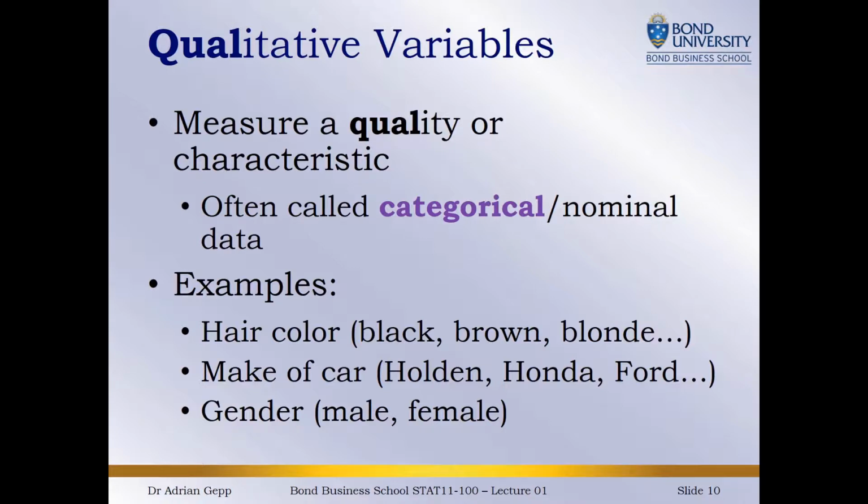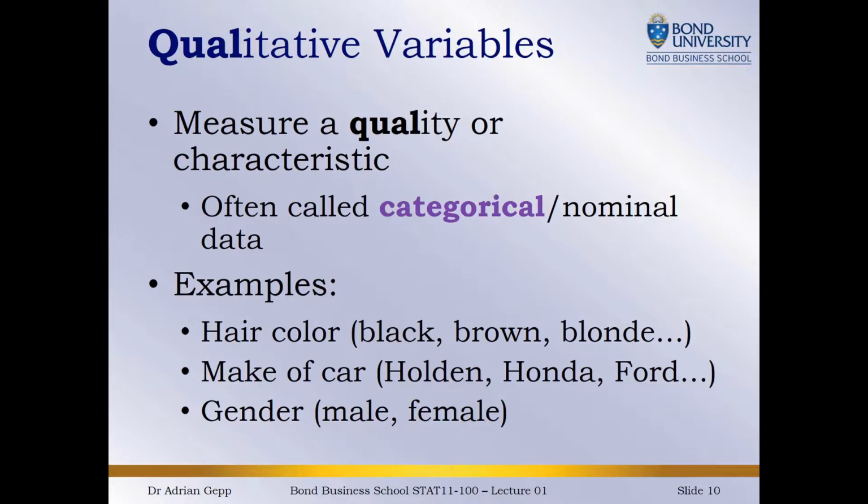Gender is another popular one. Was it a male customer? Was it a female customer? Satisfaction: good, okay, happy, satisfied, not satisfied. These are all qualities, so they're qualitative variables.